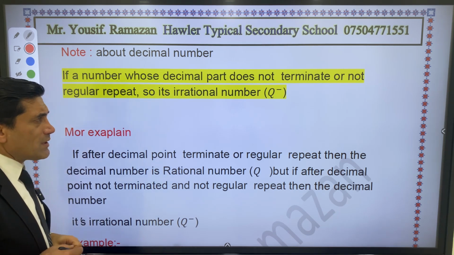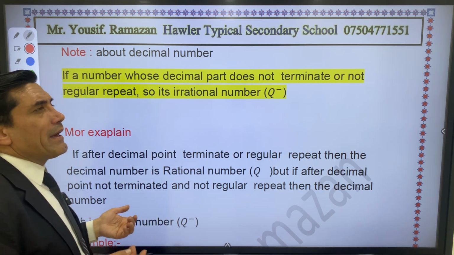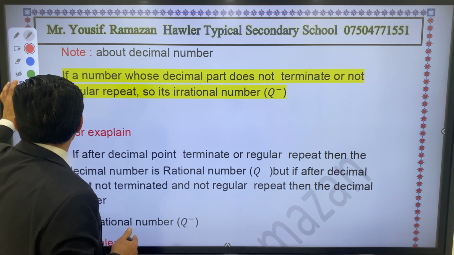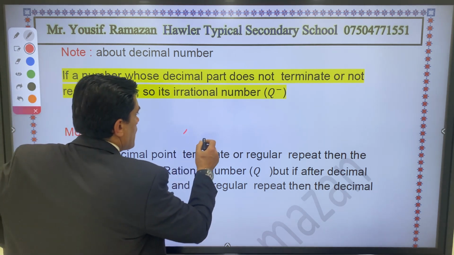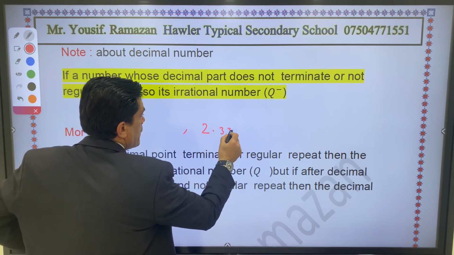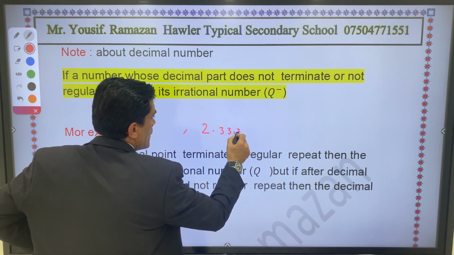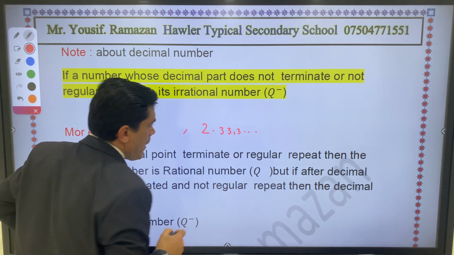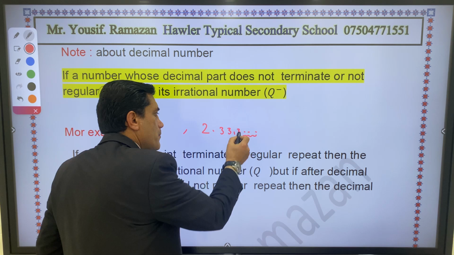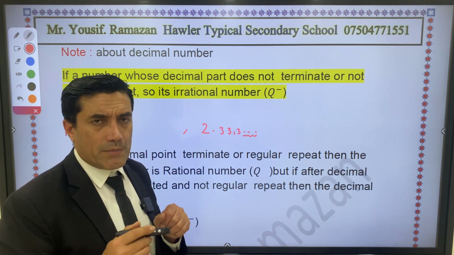Maybe you say, teacher, what does terminated mean? What does regular repeat mean? I know about repeat, but what does regular repeat mean? For example, you have 2.331 and then 3 points after the last number, so it is not terminated.